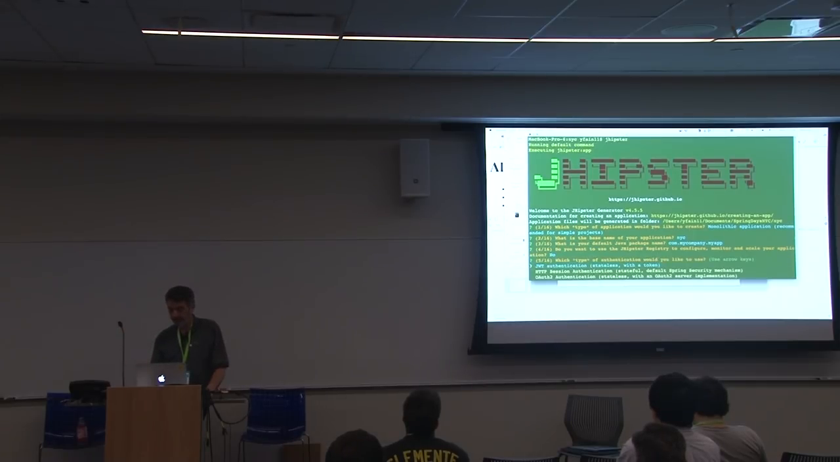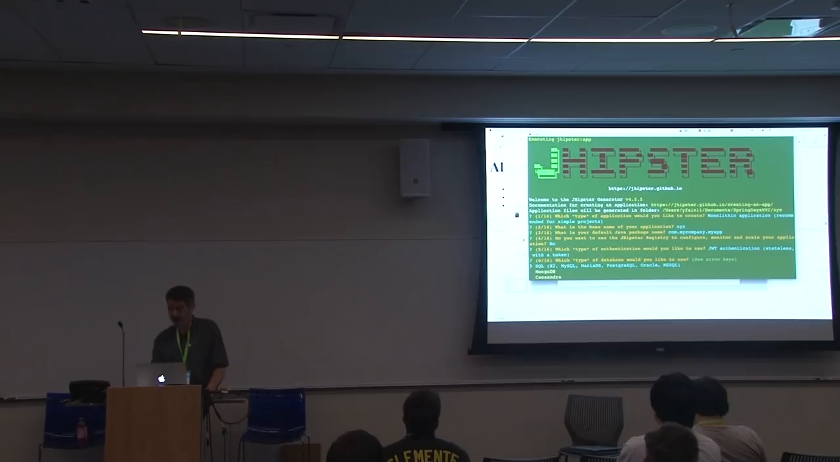What authentication do you want? JSON Web Tokens, or JWT. Yes, that's fine. What type of database do you want to generate? Because it's going to be generating a CRUD app. Is this going to be a SQL database? Yes, or you can select one of these. I'll keep SQL.